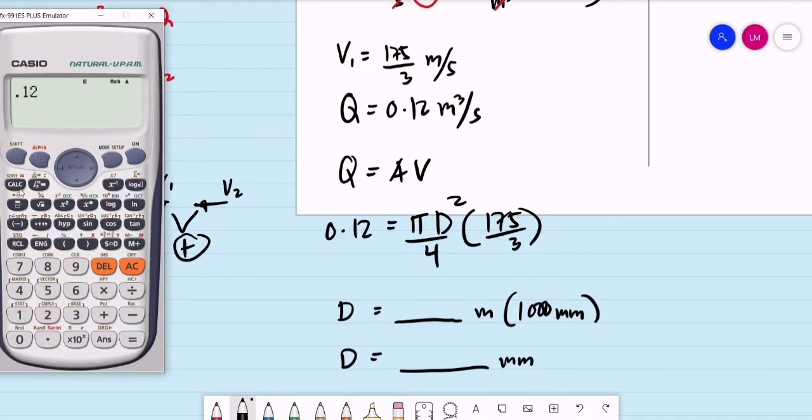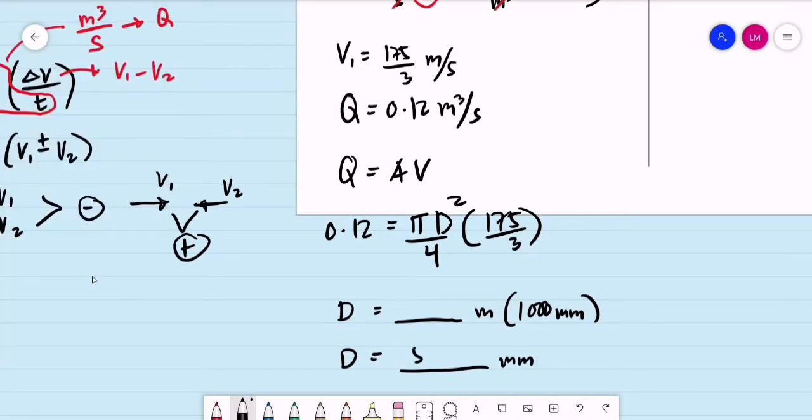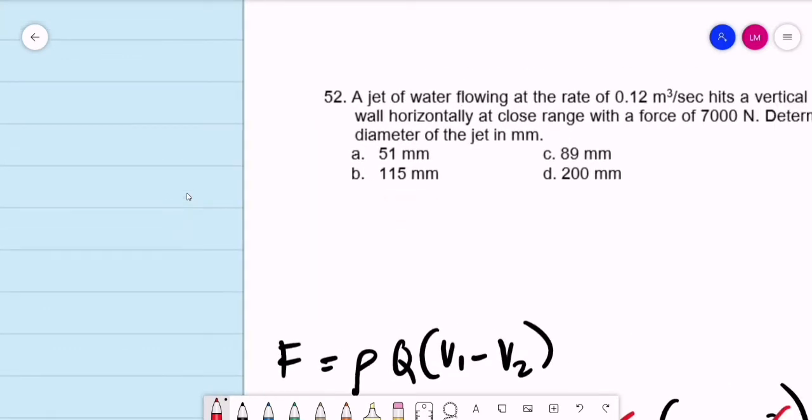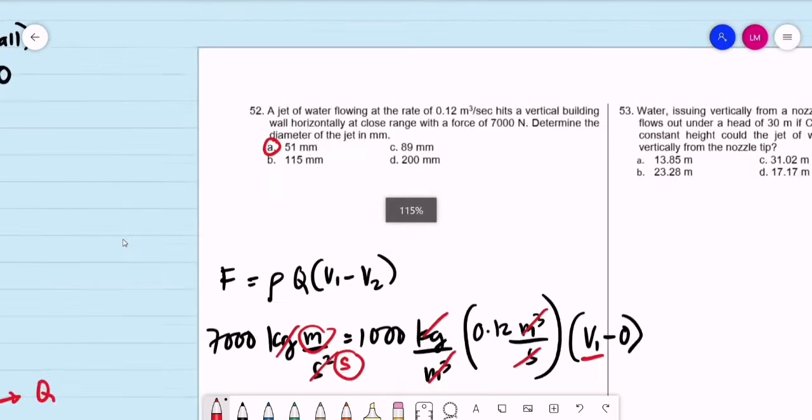So, this 0.12 is equal to, this is shift pi, sabihin natin, alpha x squared divided by 4. Since diameter yan, the velocity is 175 over 3. Shift solve. That is 0.0511. Pero meter yan. So times 1,000. That is 51.178. Sabihin na lang natin, this is 51.178 millimeters. So, check natin if we have this value, 51.178 millimeters as the diameter of the jet. So obviously, pinakamalapit na dito will be letter A, that is 51 millimeters.